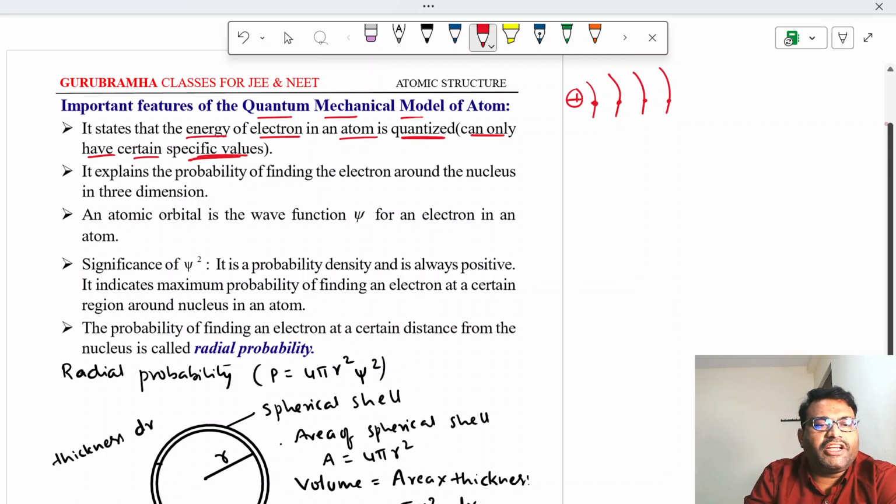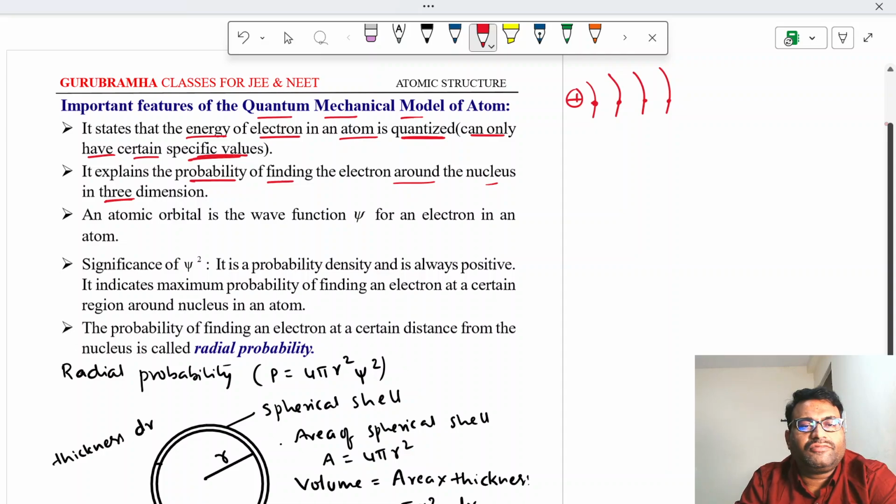It explains the probability of finding the electron around the nucleus in 3 dimensions. So the quantum mechanical model describes only the probability of finding the electron, because, as said in Bohr's atomic model, there is a definite path. From the Heisenberg uncertainty principle, it is found that there is no definite path. When there is no definite path, then we have to speak only about the probability. So the quantum mechanical model describes the probability of finding the electron around the nucleus in 3 dimensions.